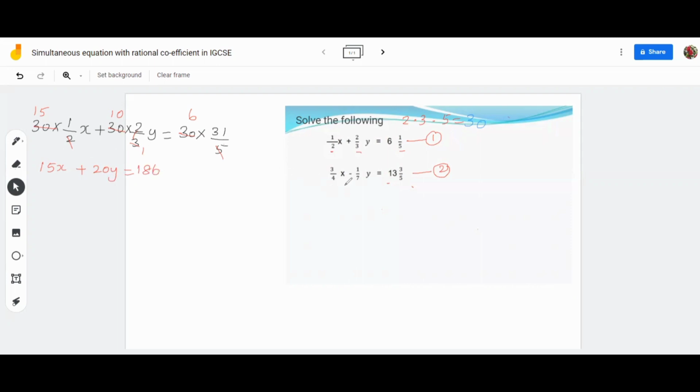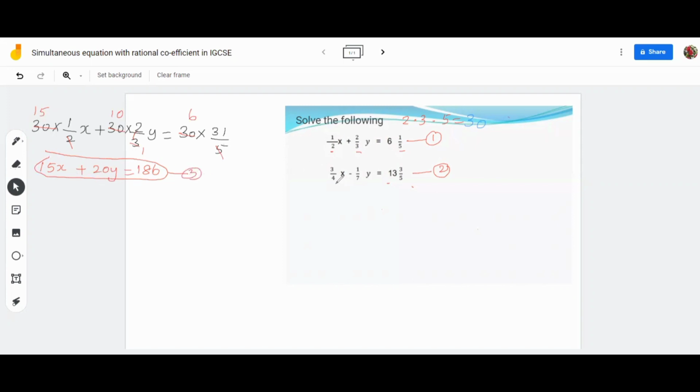Same thing I'm going to do here. What about equation 2 here? Let me highlight. This is my new equation 3.